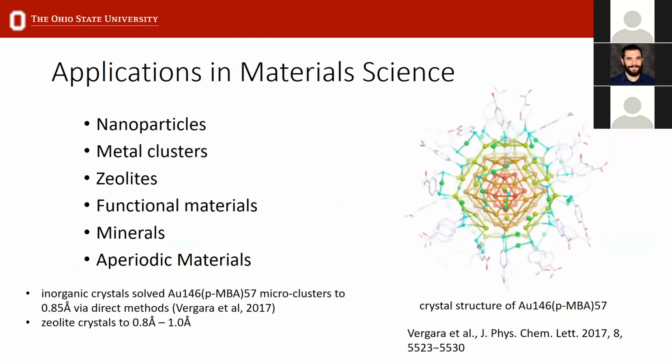And then I would like to end my talk with some applications in material science. On the right side, you see a gold microcluster that had a resolution of 0.85 angstroms. There are also structures of zeolites available that diffracted to 0.8 to 1 angstrom, and no other method was able to solve these structures. So in material sciences, you can use it for nanoparticles, metal clusters, zeolites, functional materials, minerals, aperiodic materials.